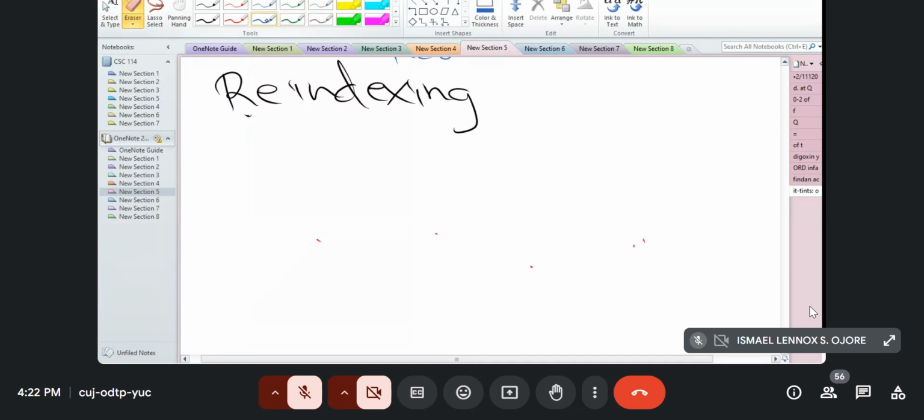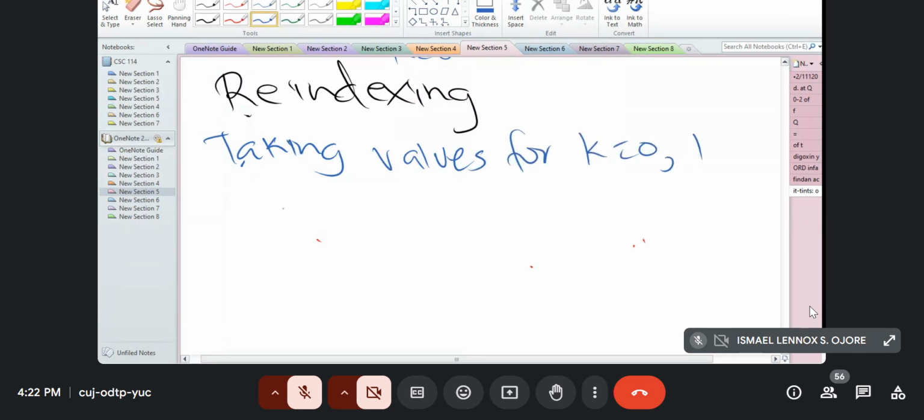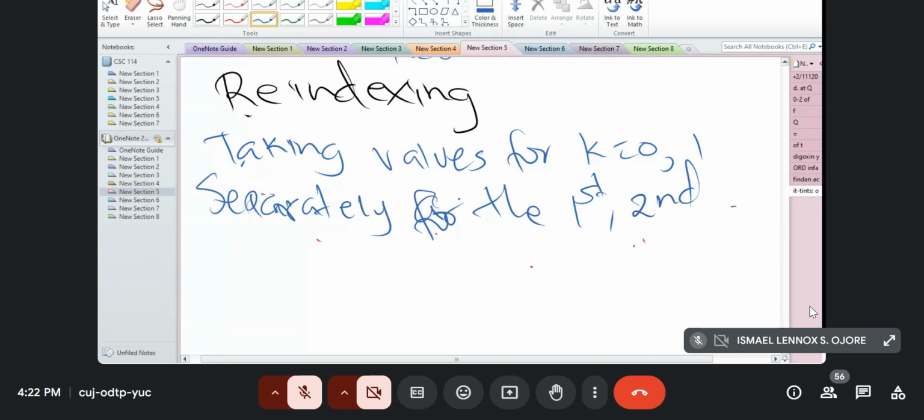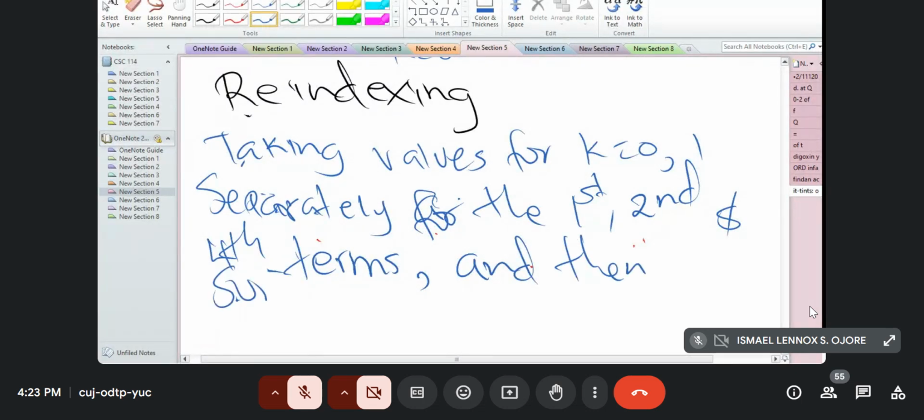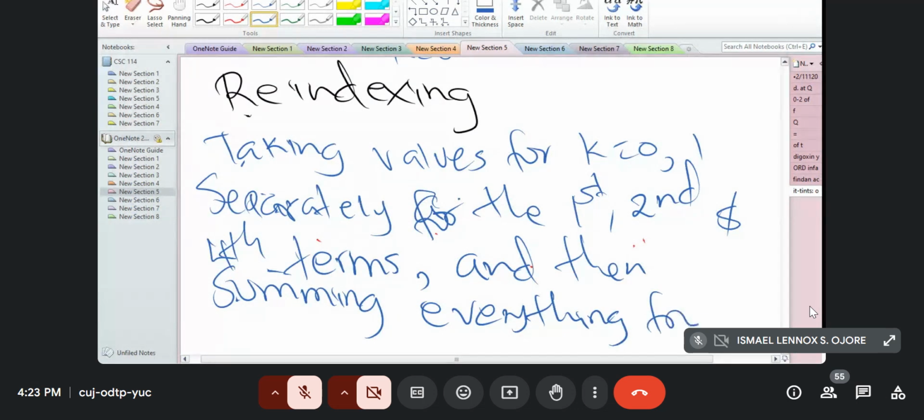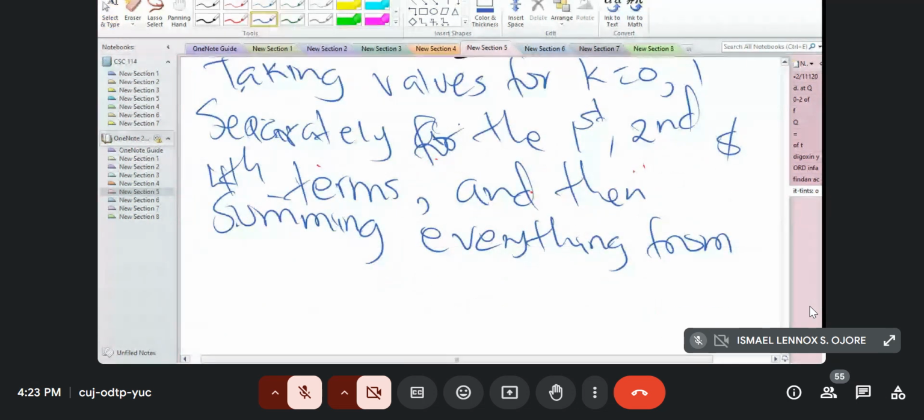Reindexing. So taking values for k equals 0, 1 separately for the first, second, and fourth terms, and then summing everything from 2 to infinity. We have the following.